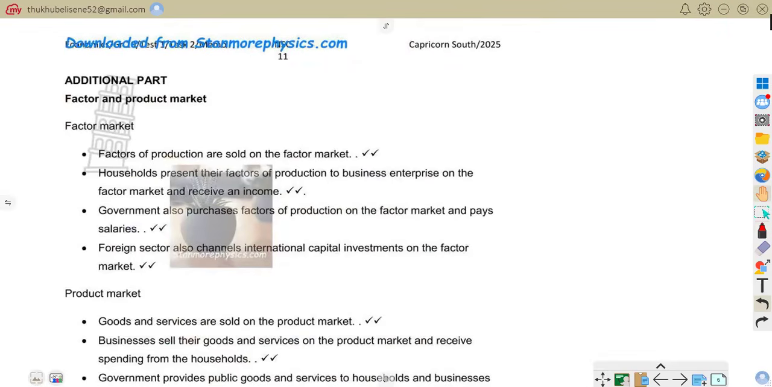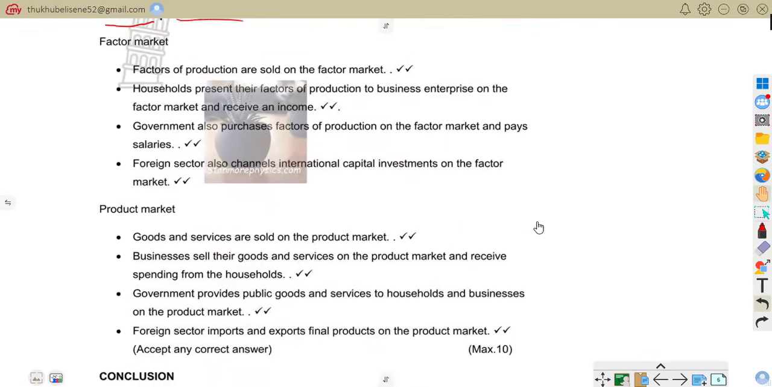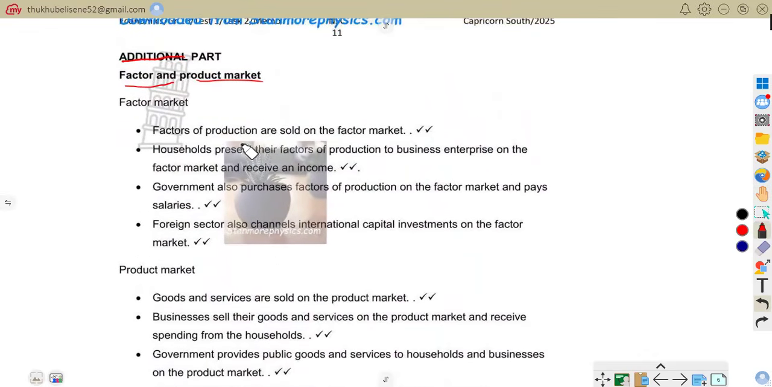So now we are to give the additional part, factor and product market. You're going to first start with the factor market. Factors of production are sold on the factor market. We know factors of production: land, labor, capital. They are sold on the factor market. Households present their factors of production to business enterprises on the factor market and they receive an income.